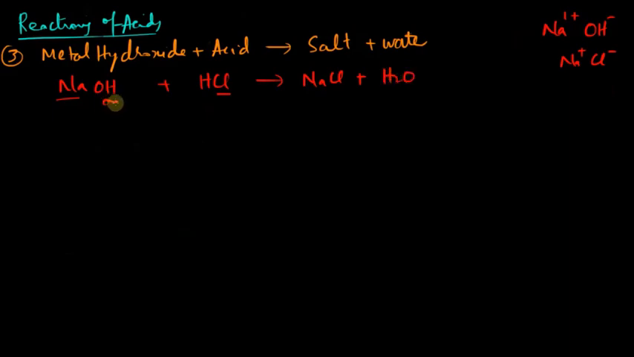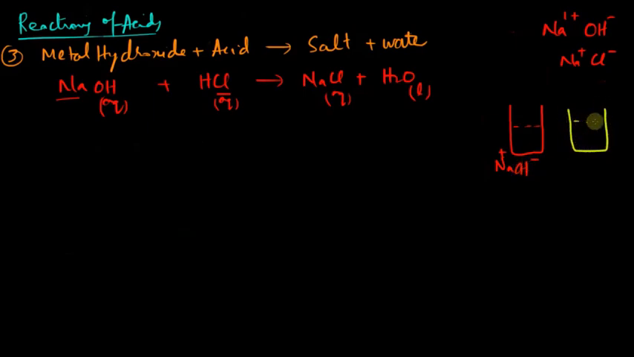NaOH, aqueous, is a base, is soluble in water. HCl is aqueous, sodium chloride is aqueous, and water is in the liquid state. So let's see in detail what is happening in this reaction. We got a container. In this container we got let's say NaOH. So NaOH is in the aqueous state, so this solution will contain Na plus and OH minus ions. Now we got another container in which you have HCl. So HCl aqueous will contain H plus ions and Cl negative ions.